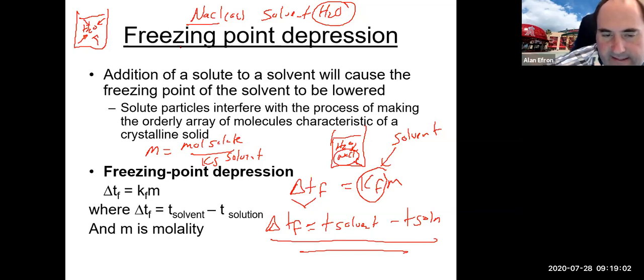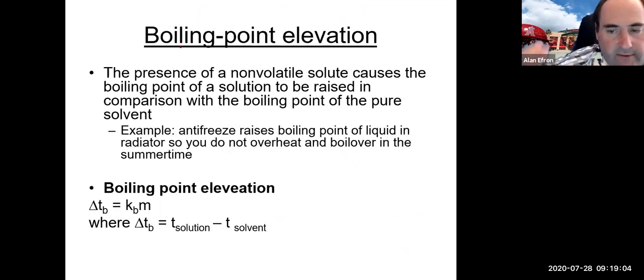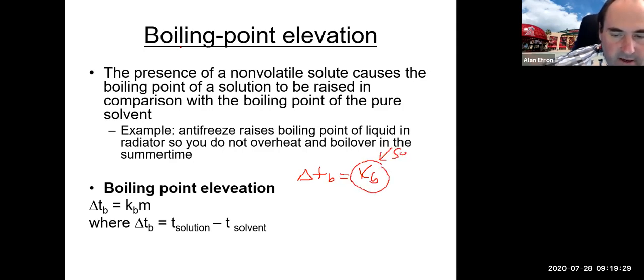Another thing that's affected is the boiling point. So the freezing point actually goes lower in a case like this. The boiling point actually gets elevated and becomes higher. So the boiling point is raised in a situation like this. And we get pretty much the same sort of effect here. It's the same equation. It's the change in boiling point temperature equals Kb, which again is the boiling point constant also for the solvent, times the molality.